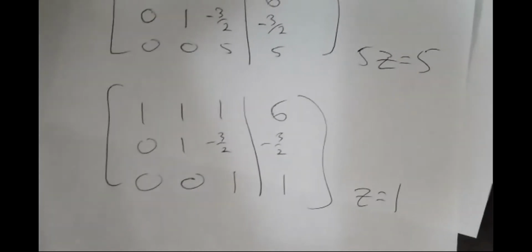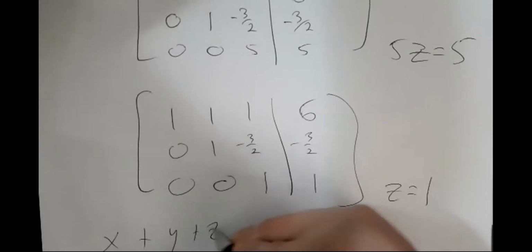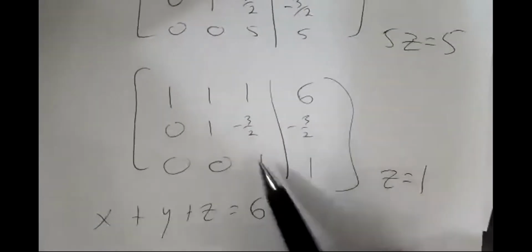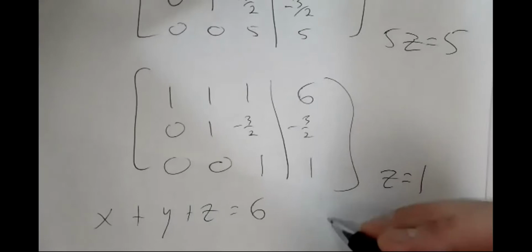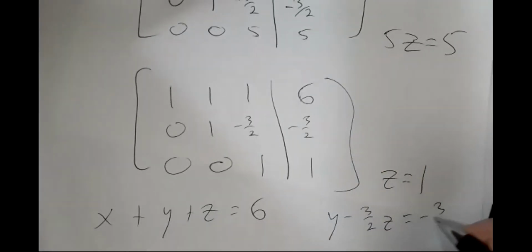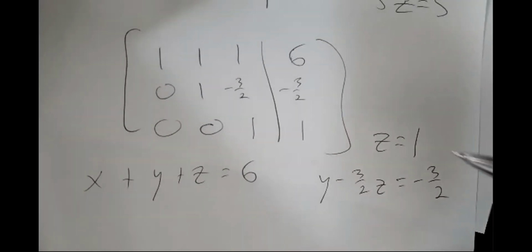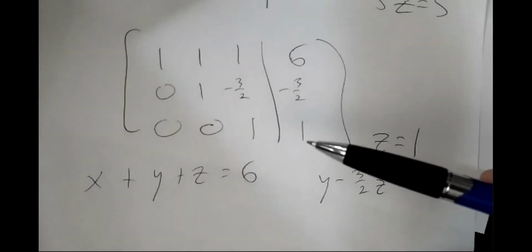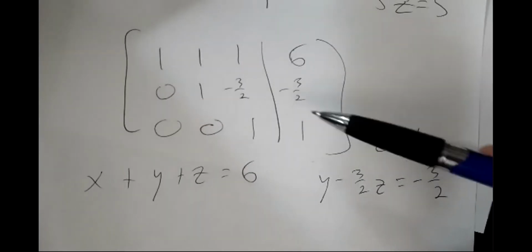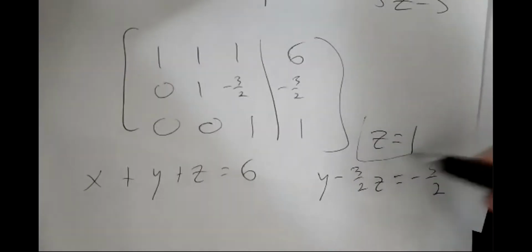And what does it say? What else do we got? We have something that looks like x plus y plus z equals 6. And the other thing looks like y minus 3 halves z equals minus 3 halves. So typically, and I don't know if you noticed it, but usually the way you solve these things is actually kind of backwards from the way they're listed here, right? So z equals 1, that's like your first variable you're going to find.